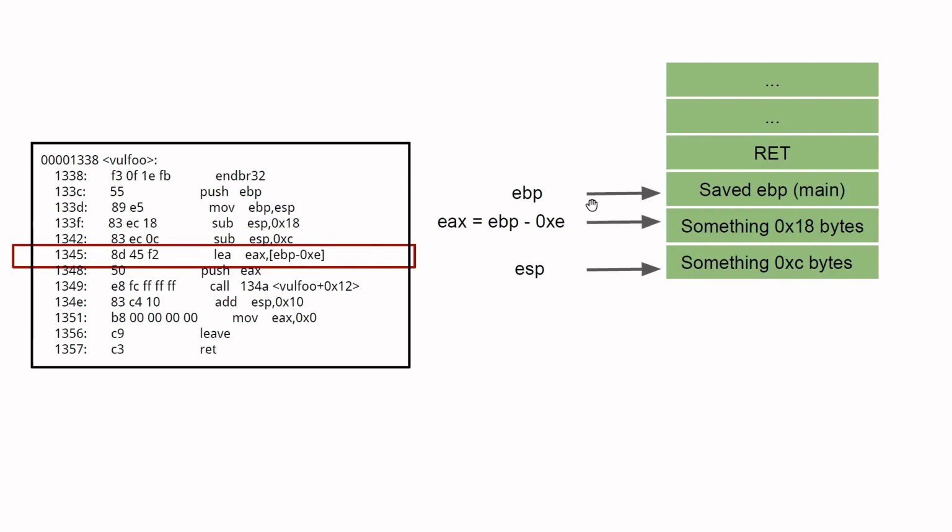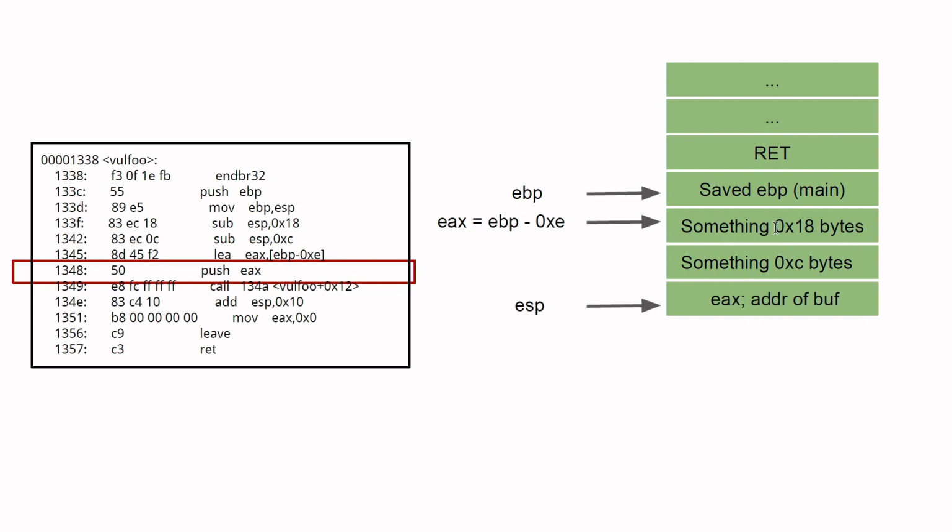Then we have the load effective address, EBP minus 0xE, into EAX. So now EAX is also a pointer. Inside EAX is the value of EBP minus 0xE. So it's in the middle of the first 24 bytes we reserved there. After that, we push EAX. When we have a push like this, it's probably to set up a function call.